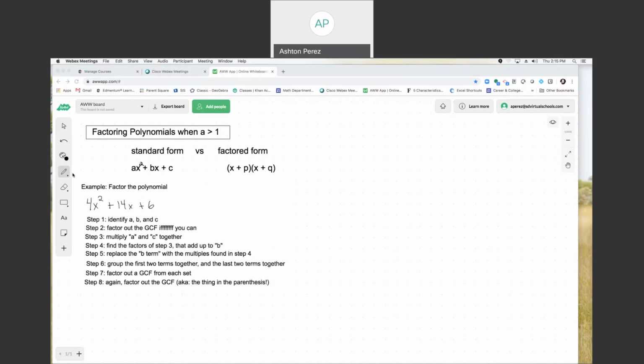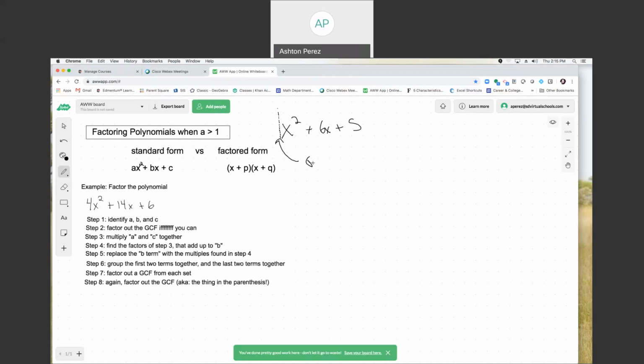So in my last video, I went over factoring a polynomial when a equals 1. That looks something like this: x squared plus 6x plus 5. That could be an example where you see there's no leading coefficient here. If there's no number in the front where the x squared is, that means the leading coefficient is assumed to be this invisible 1. So that means a is equal to 1. And there's a set of steps you go through to factor it if this is the case.